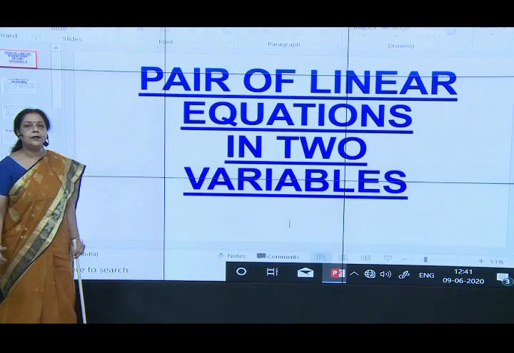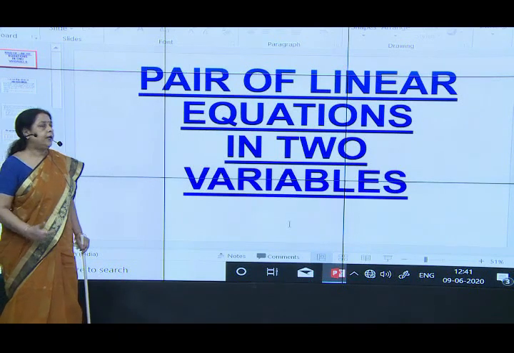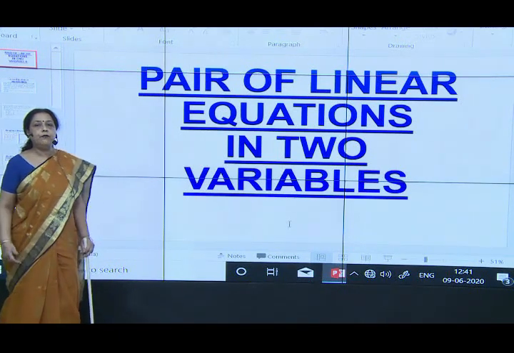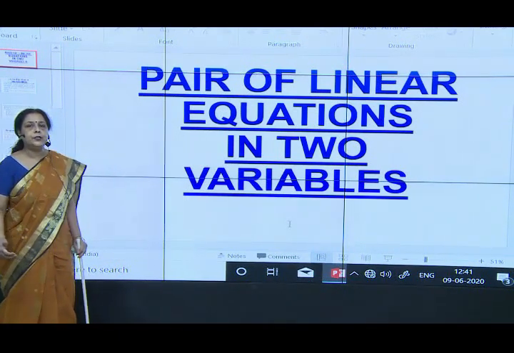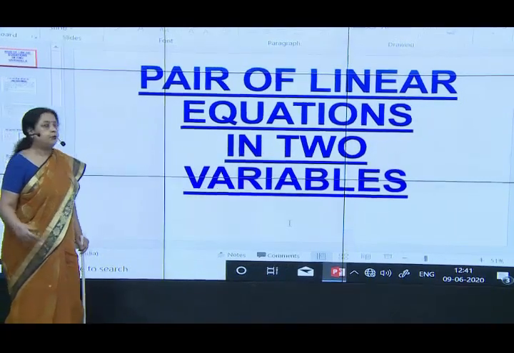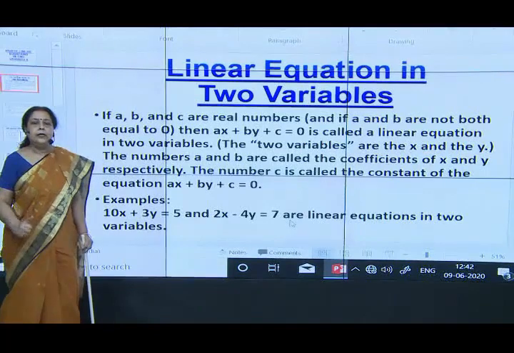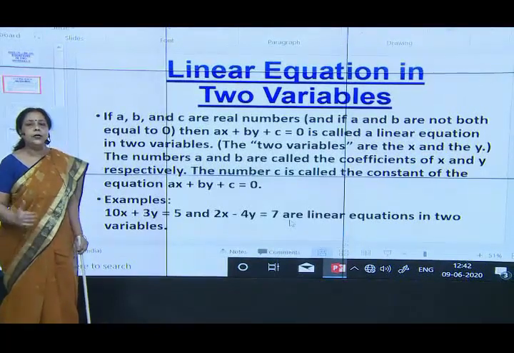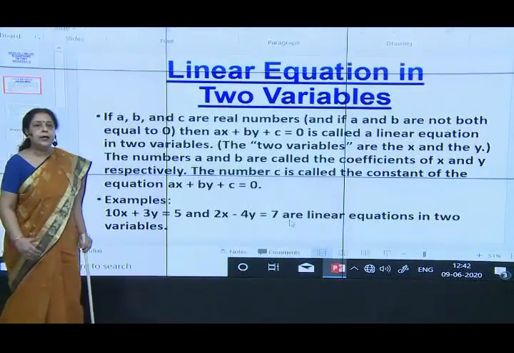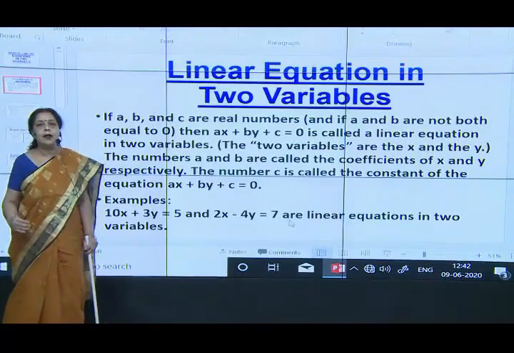Good morning, children. Our topic is pair of linear equations in two variables. We have already done linear equation in two variables in our class 9.